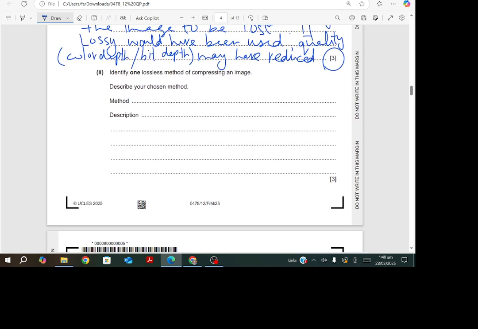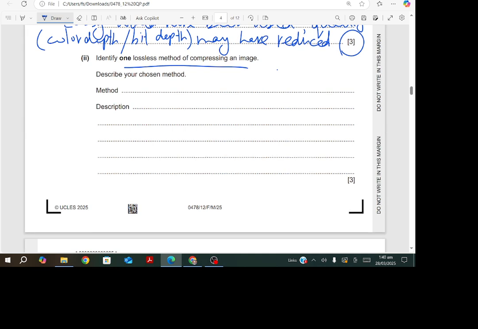Identify one lossless method of compressing an image. Yes, I am telling you again and again, whenever we are in the class, I am reminding you people, RLE is the only lossless compression method which is in our syllabus. So you need to know and you need to memorize its definition. Run length encoding.